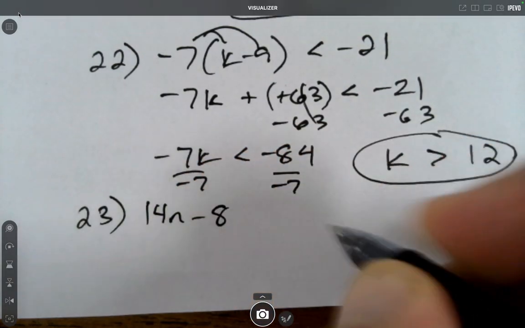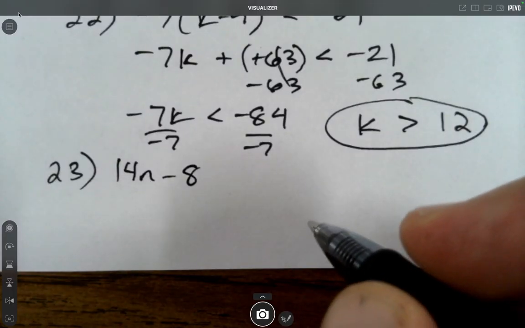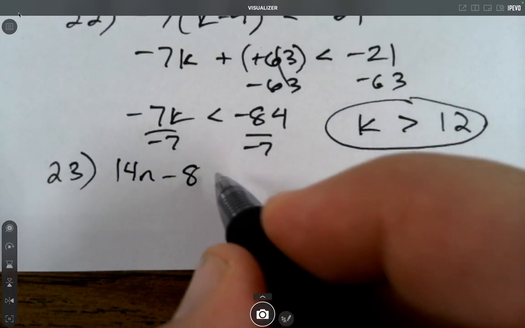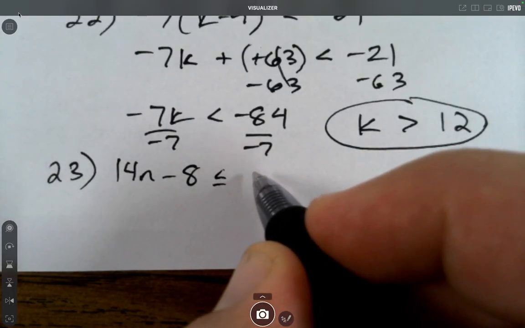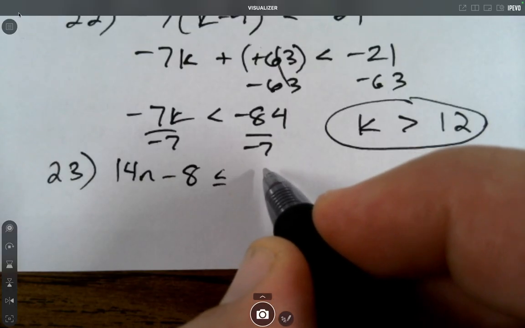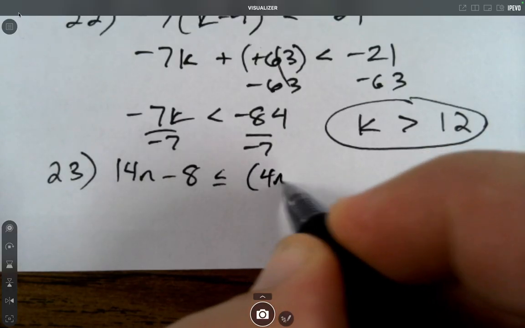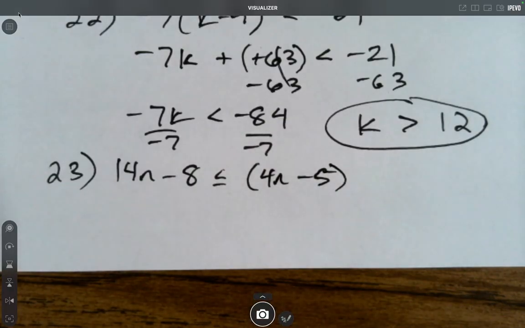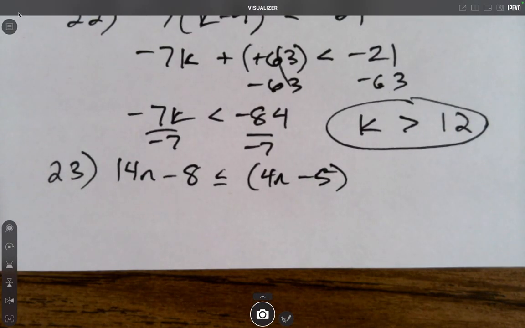14n minus 8 is less than or equal to 4n minus 5. So they trick you here a little bit. You see the parentheses, you think, oh, right, I'll distribute. Except there's nothing being multiplied by those parentheses. So it turns out those parentheses don't even need to be there.